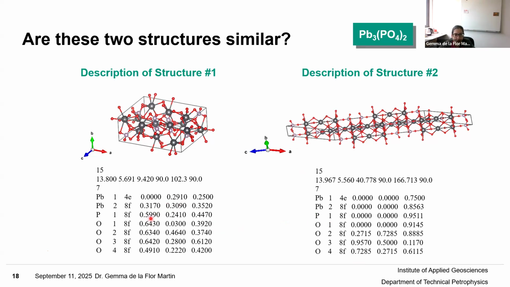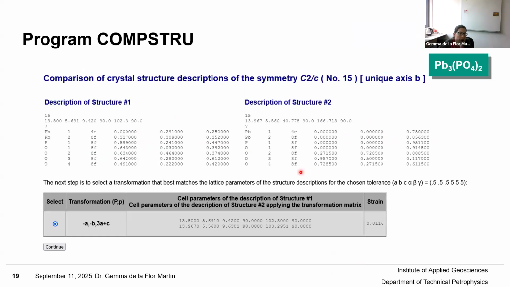So if we introduce the structures in the program COMPSTRU and we click on show, we will arrive at this intermediate form. Here the program provides a list of transformations that best matches the lattice parameters of the structures for the chosen tolerance. The element of the affine normalizer that best matches the lattice parameters of the two structures is usually highlighted in red. In these cases, there is only one choice, so that's why I'm explaining this. Then you select it and you click on continue, and then the program performs the calculations.